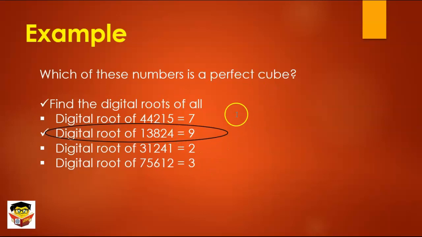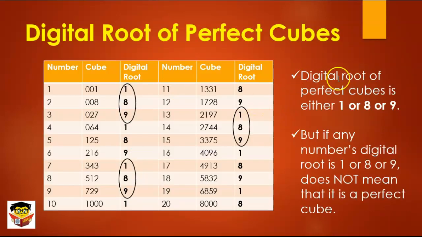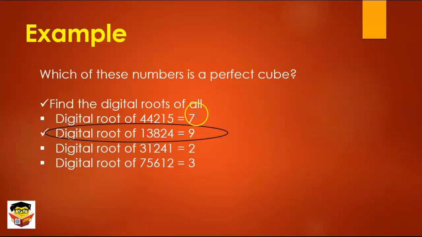So immediately we know that the first, third, and fourth numbers are not perfect cubes because we already know that the digital root of perfect cubes always is either 1 or 8 or 9. So we have just eliminated the first number, the third number, and the fourth number by looking at their digital roots. So we are left with the second number, which is 13824.